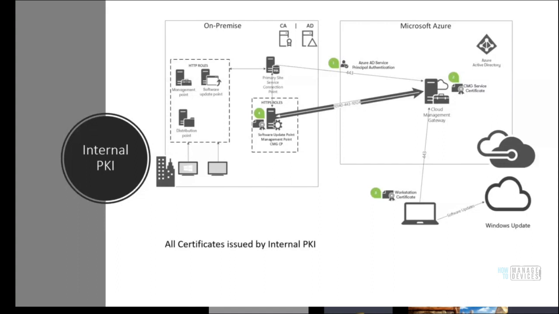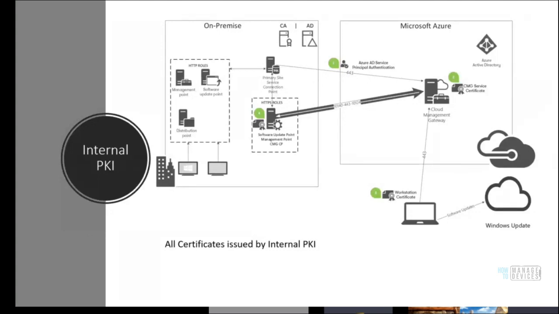If you're going for the internal PKI, you need a server authentication certificate on the MP, a server authentication certificate on the CMG, and the workstation should also have a certificate. That is, all the laptops which are roaming on the internet. So you need to have an internal PKI infrastructure. There should be a CA server.